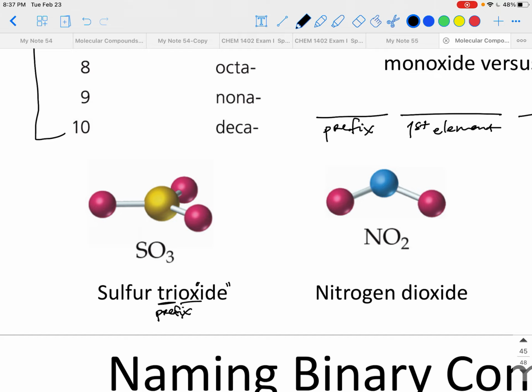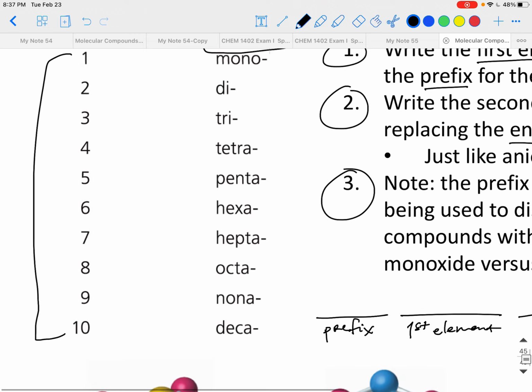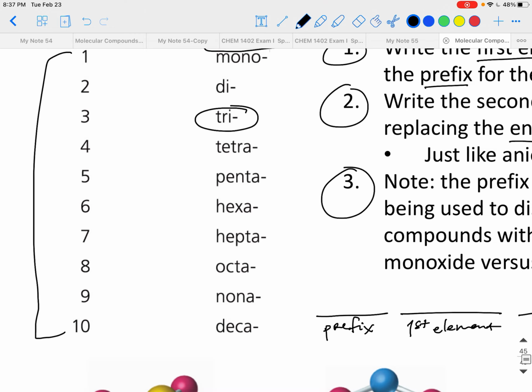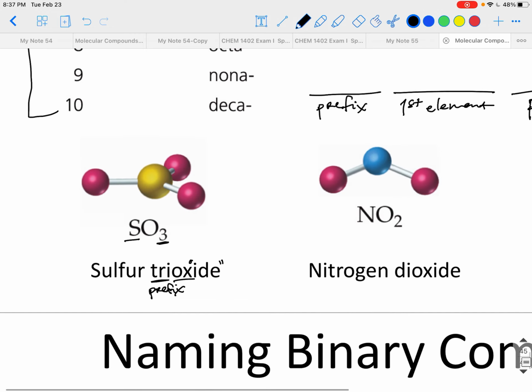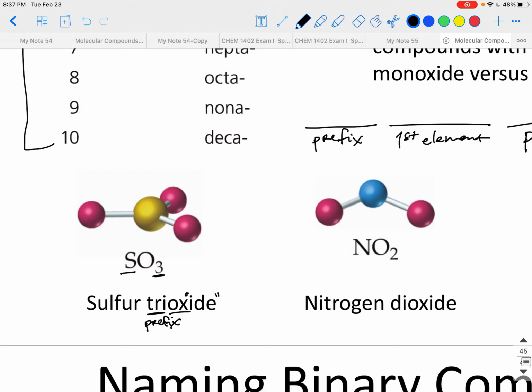And notice that the name ending is IDE. So sulfur, 1 sulfur, and then because there's 3 oxygens, the prefix for 3 is tri. So that's going to come before the second element name, so sulfur tri, and then you would say oxygen, but remember you have to change the name ending to IDE, so that's why it's sulfur trioxide.